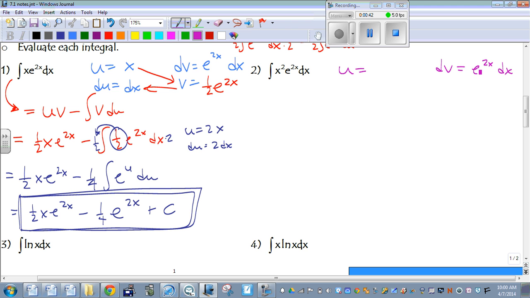Right, the dv is going to be e to the 2x dx. And our u is just going to be x squared. So du, derivative of that, is just 2x dx. And then v is going to be the antiderivative of e to the 2x dx. Well, we can save ourselves some work. We already did that over here. And so I'm not going to bother going through that process again when I've already done the work. I know that's going to come out to be 1/2 e to the 2x.